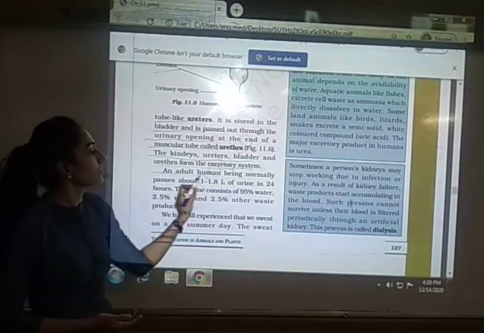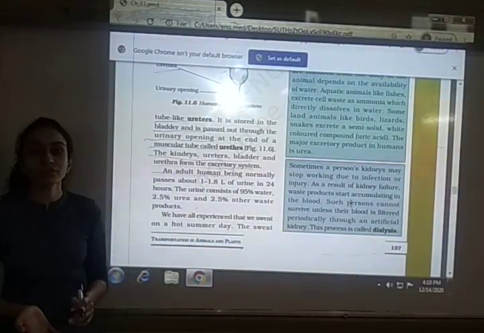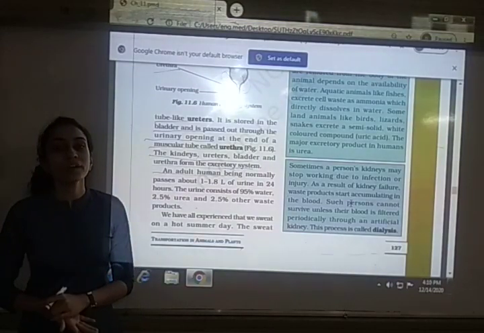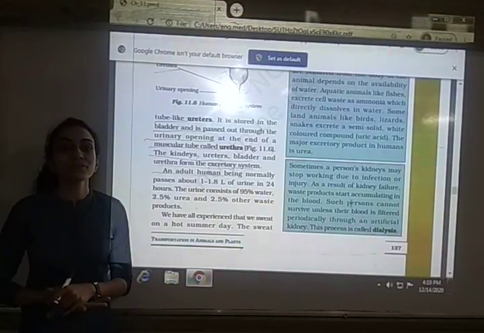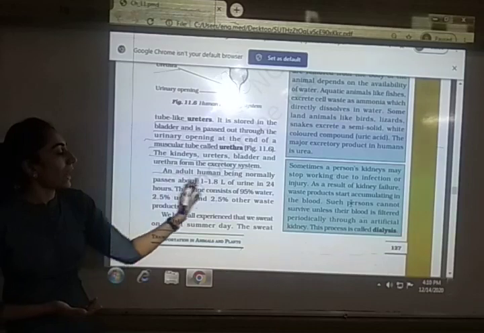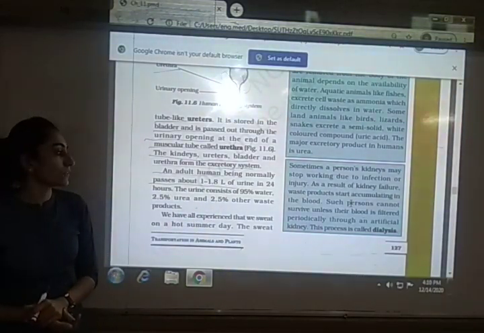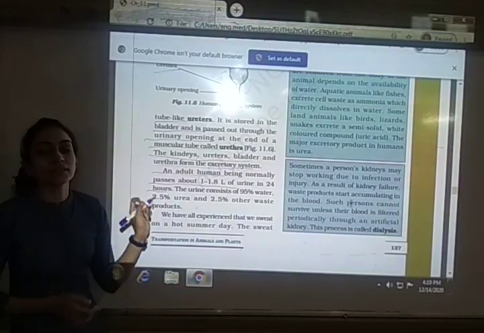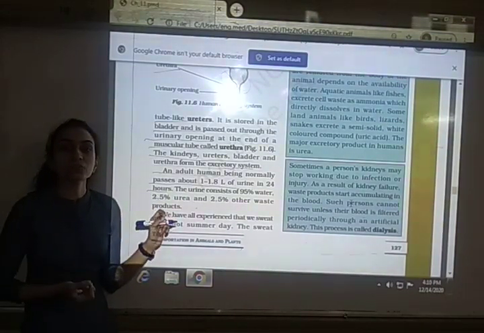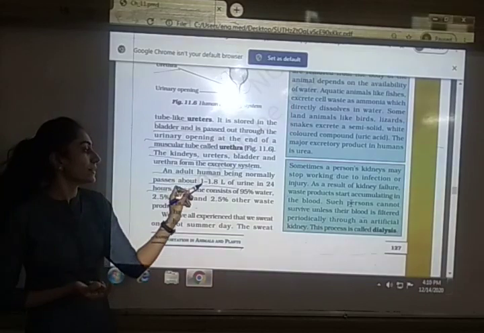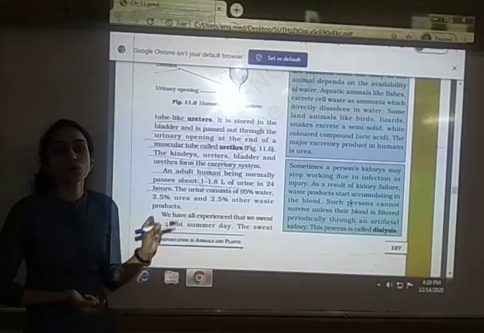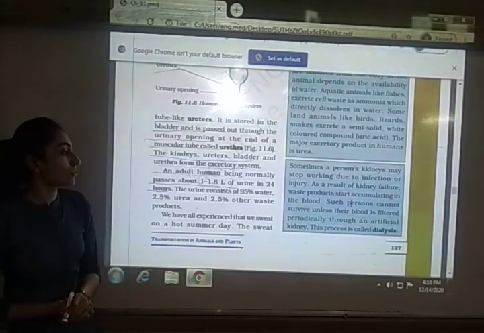Now, what amount of urine do we throw out from our body during the day, or during 24 hours? An adult human being normally passes about 1 to 1.8 liters of urine in 24 hours.